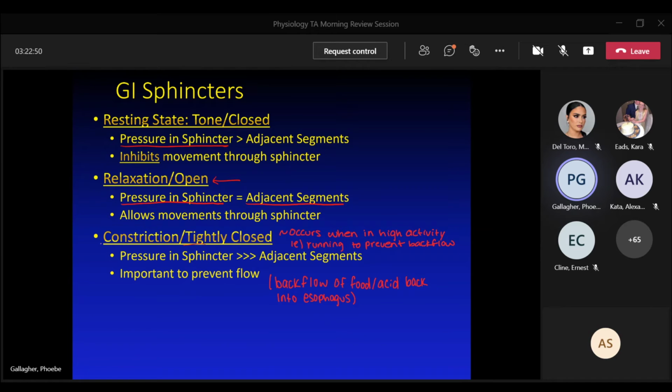And lastly, you're going to have the constriction/tightly closed phase. This occurs when you're moving around a lot. When you're running, you're going to be tightly closed because you're jumping around a lot, and that makes it really easy for backflow to occur. So in order to prevent that, your GI sphincter, specifically your lower esophageal sphincter, is going to be tightly closed to prevent backflow when you're doing a high activity kind of thing. In this case, the pressure in your sphincter is going to be significantly higher than adjacent segments for that reason. Since he underlined these, make sure you know the differences between them.